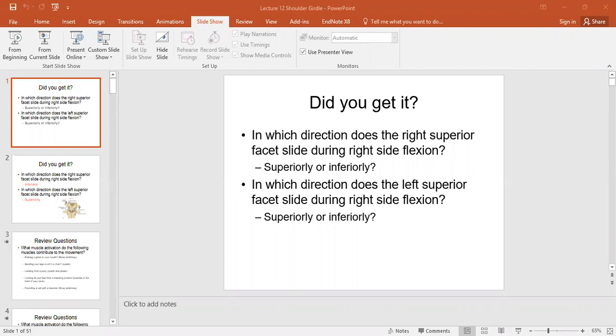The scapulothoracic joint is really not a true physiological joint, right? It's not like a synovial joint or something like that. It's just the movement of the scapula on the thorax. We call it an articulation, really not a joint. And then the glenohumeral joint, obviously.